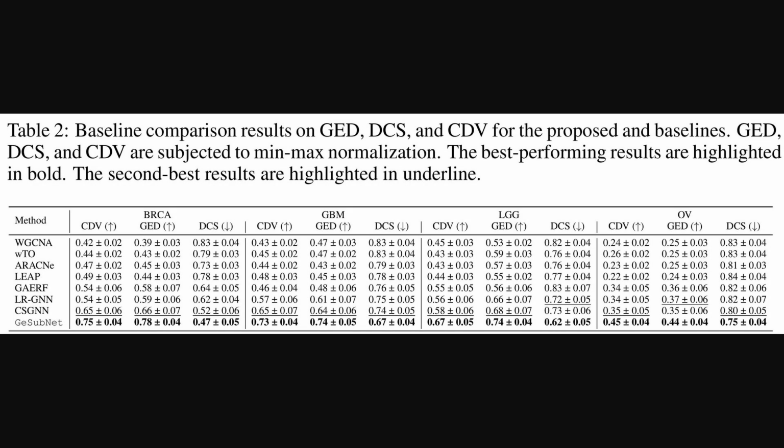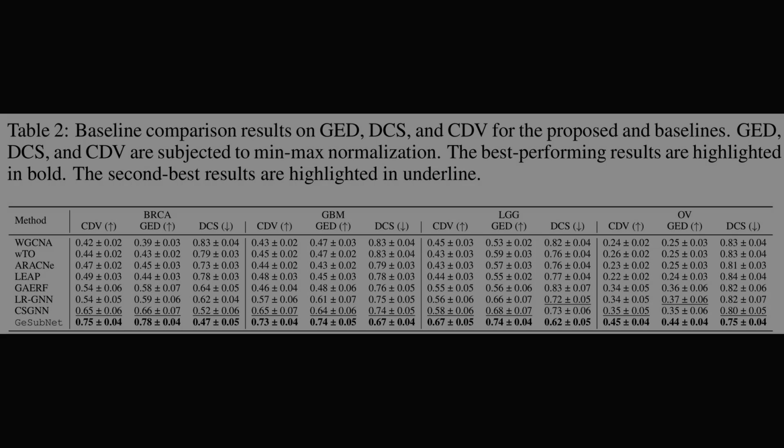Okay, moving to the results. This table, Table 2, shows how GeSubNet stacks up against several baseline methods. They tested it on 4 different cancer datasets, using metrics like graph edit distance, delta-con similarity, and coefficient of degree variation. Well, the key takeaway here is that GeSubNet, highlighted in bold, consistently performs the best across all datasets and most metrics, suggesting it creates more structurally distinct and meaningful subtype networks compared to previous approaches.